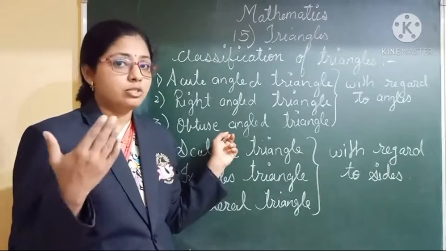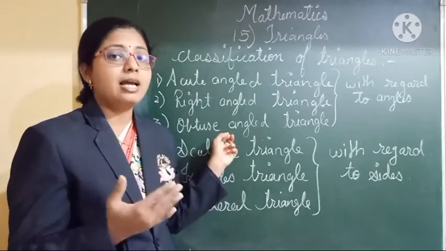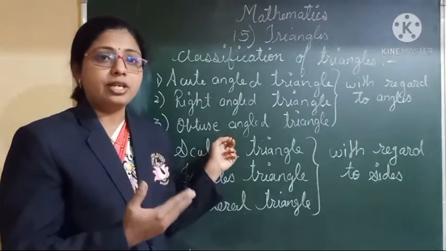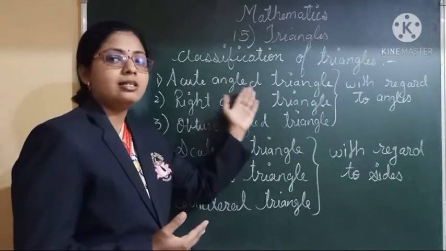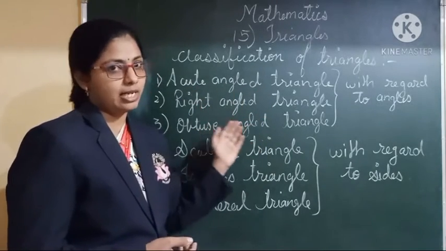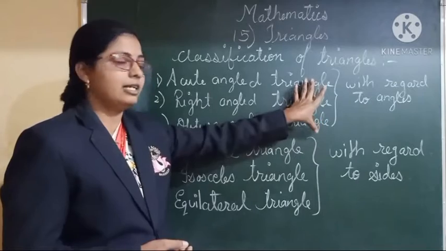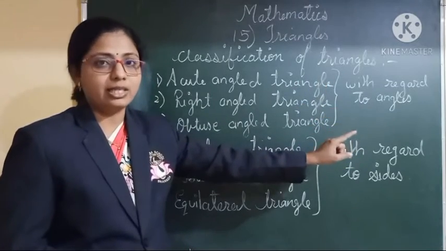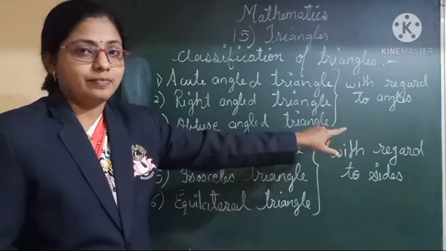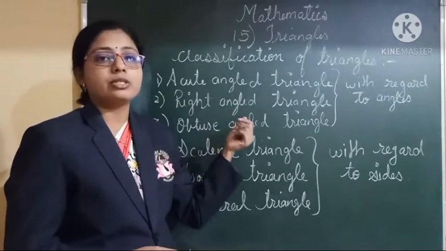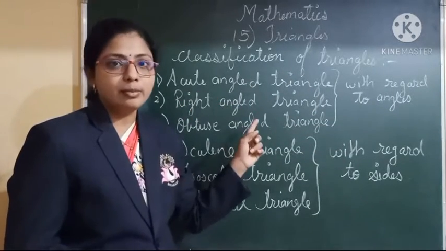You know very well what is obtuse angle, right angle and acute angle. According to that, they are divided and named as acute angle triangle, right angle triangle and obtuse angle triangle. They are related to the angles, they are subdivided according to the angles. Later we are going to study each of them with their properties.